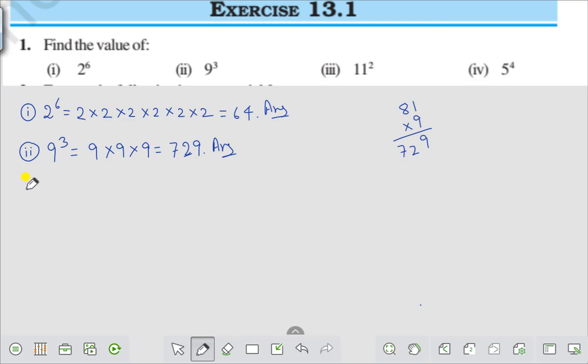Number 3 is 11 square, or 11 to the power 2. That is equal to 11 into 11. If we multiply 11 with 11, we will get 1 and 1, that is 1, 2, 1. That is, we are getting 121.